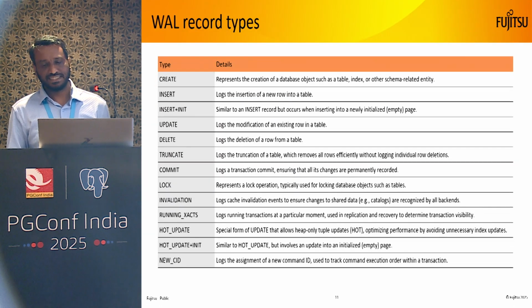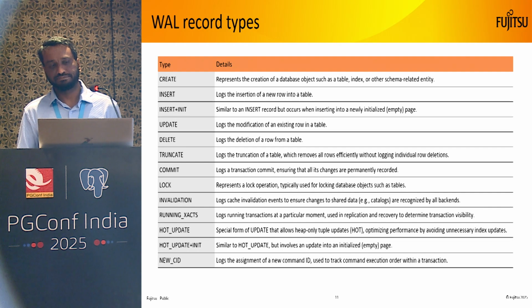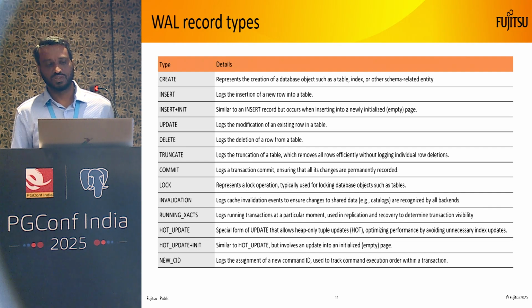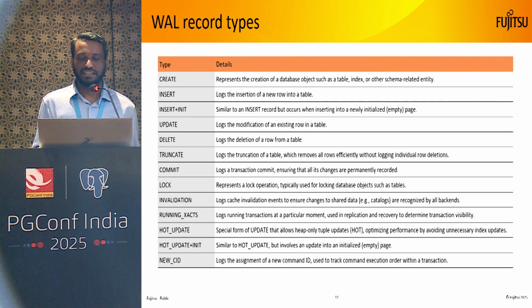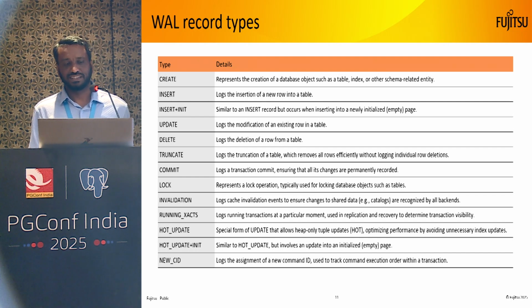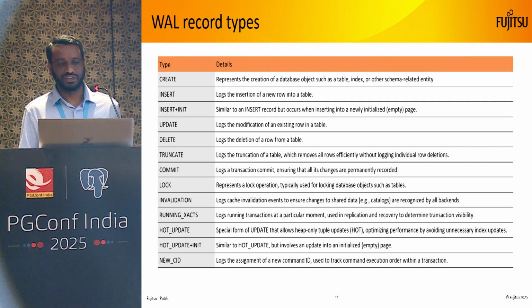So we have various WAL record types for various operations that are going on. So when we do a create table, WAL record type create will be present. When we do an insert, insert will be present. So these are self-explanatory. Insert init is a special one. When we do an insert operation for the first time on a new page, we write insert init. So update, delete, truncate, commit are all the same operations that we do.